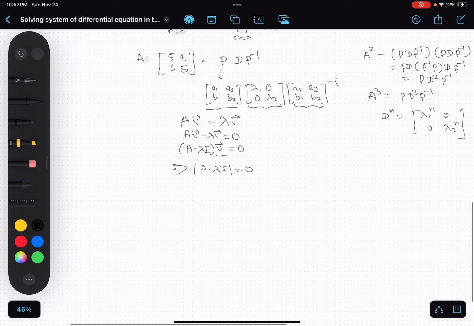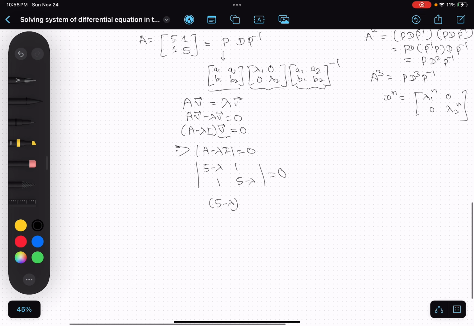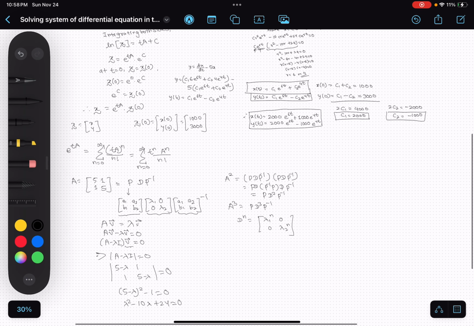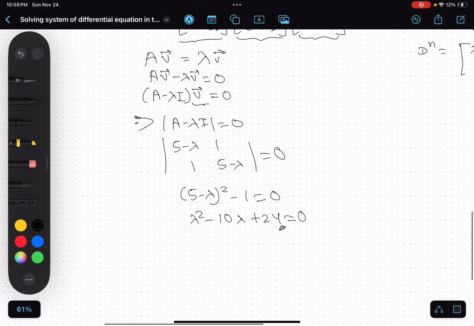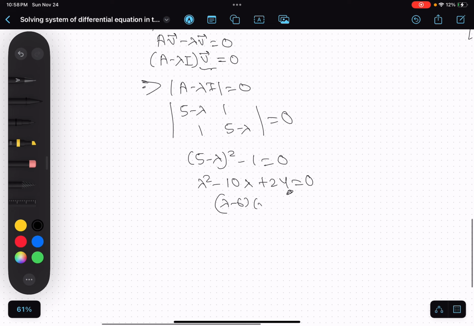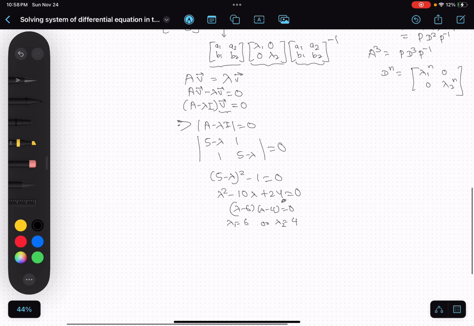And that becomes the determinant of 5 minus lambda, 1, 1, 5 minus lambda equals 0. So this becomes (5 minus lambda) squared minus 1 equals 0. This is lambda squared minus 10 lambda plus 24 equals 0. Notice that this equation is actually the same as this equation over here, and that's not just a coincidence. There's a reason behind that which I want you to explore. So this is lambda minus 6 times lambda minus 4 equals 0. So lambda equals 6 or lambda equals 4. These are our two eigenvalues, and corresponding to them we will also have eigenvectors.